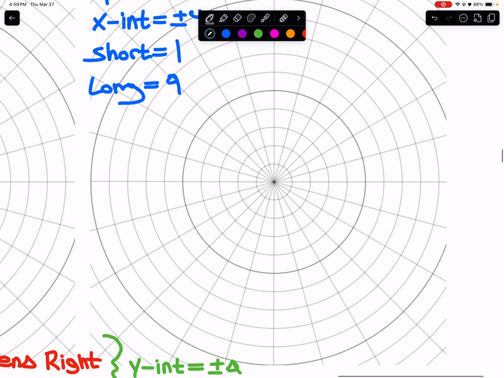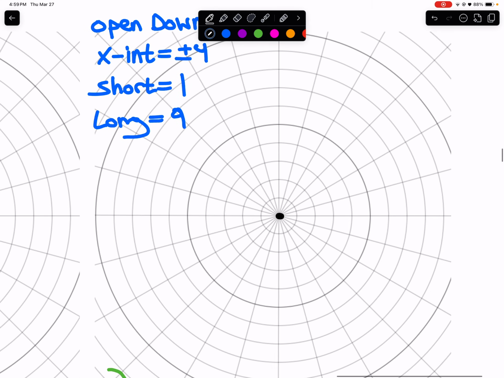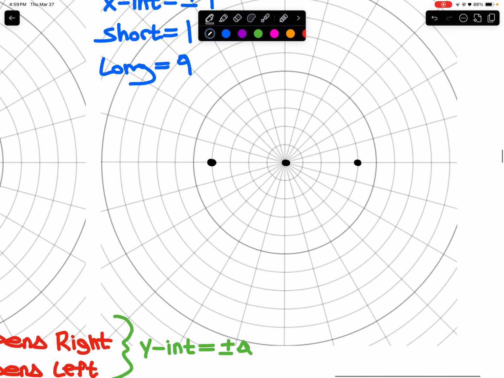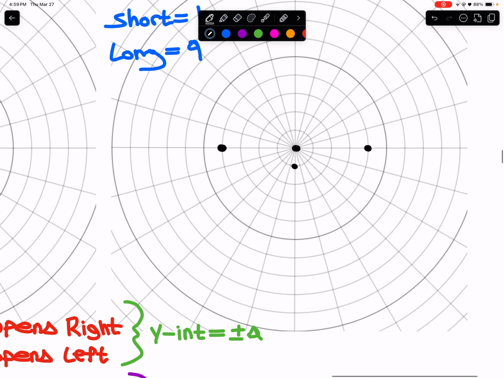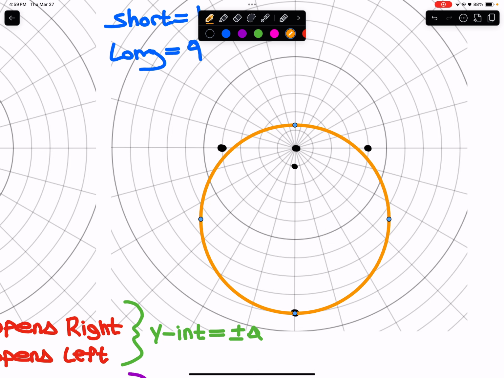So once again, I'm going to pass through the pole. I have x-intercepts of 4 and negative 4. And then the short side, which is going to go 1 down, and then the longer side, which is going to go 9 down. So once again, let's start with a circle. Bring it all the way up to pass through those side points.